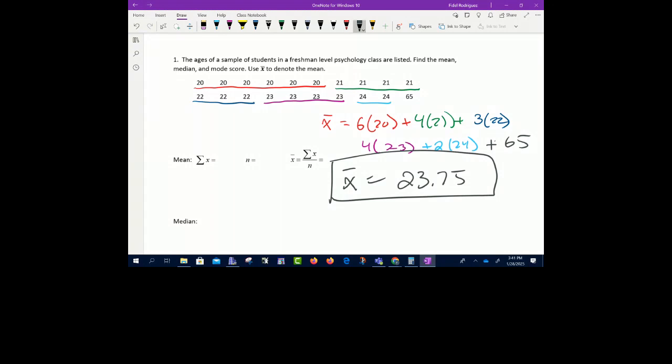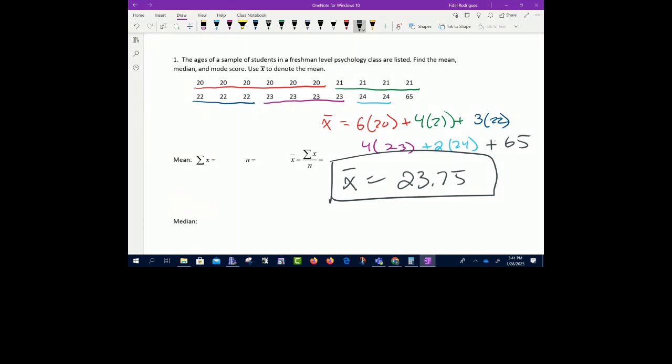The median, y'all. The median is going to be the number in the middle. What we need to do to find the median is find all the numbers in order from smallest to biggest. And then we're going to look for the number in the middle. So y'all, the numbers are already arranged from smallest to biggest.